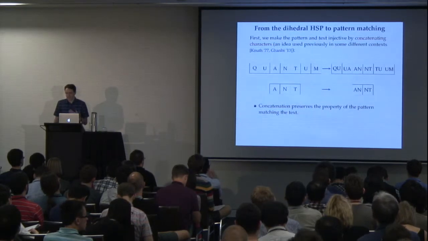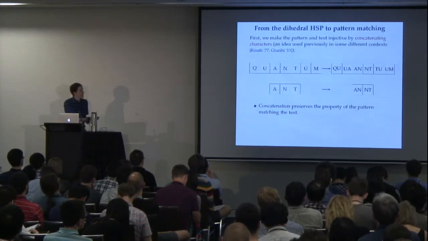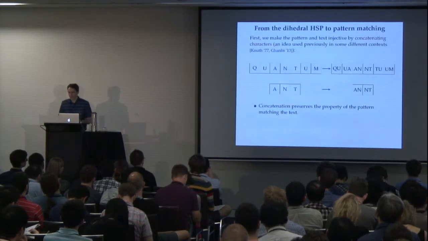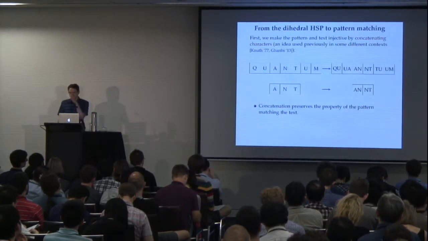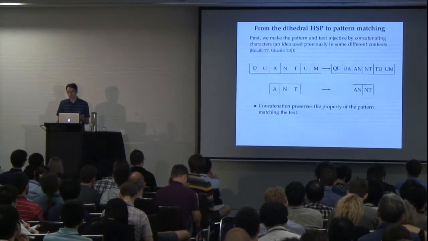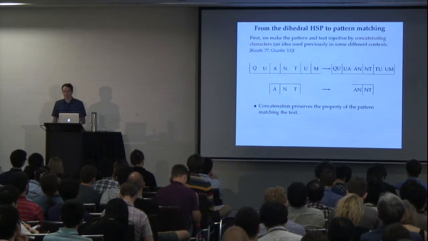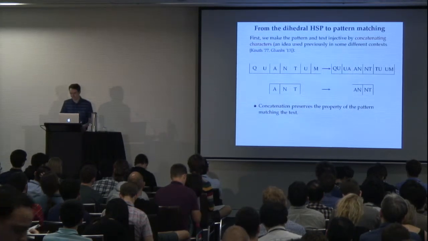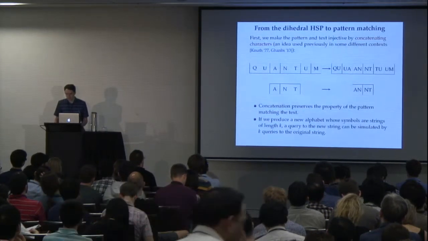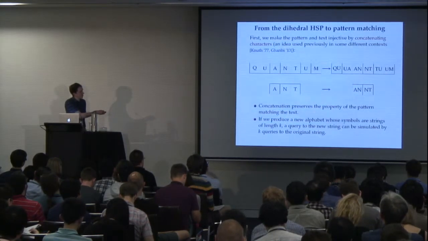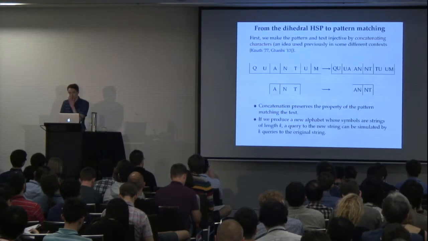And the important property of this is that if we do this concatenation, this preserves the property of the pattern matching the text. So if the pattern matched the text at some offset, this remains true once we do this concatenation operation. And the converse is true, that if the concatenated pattern matches the concatenated text, then there must have been a match in the original pattern and text. So here we can see in particular that ant matched quantum there, so ant still matches quantum at the same corresponding position.